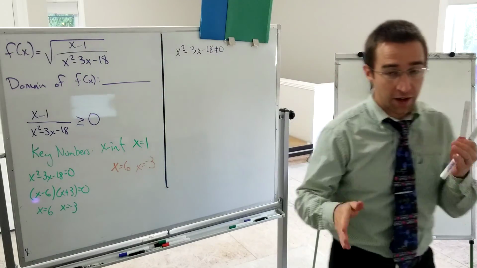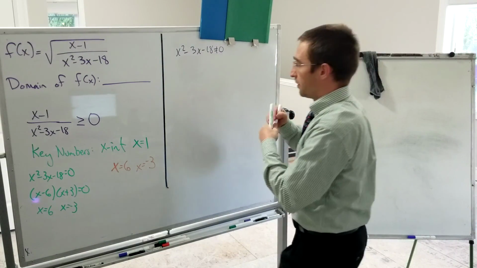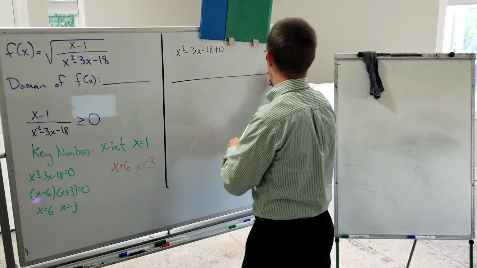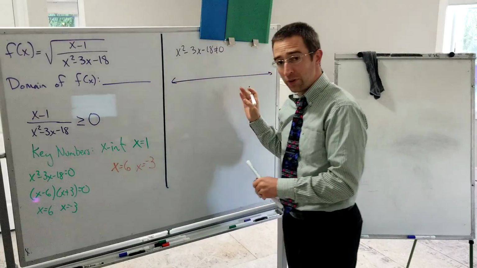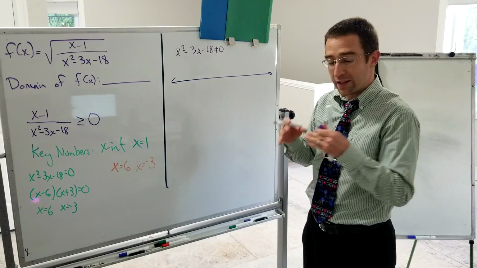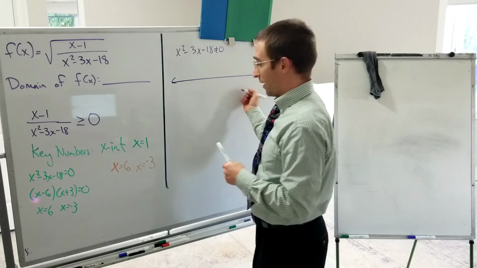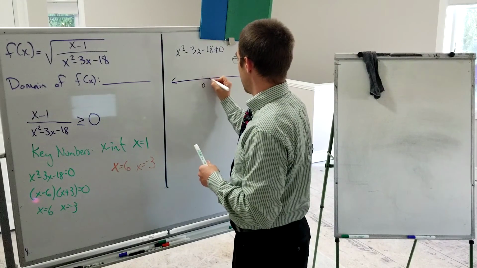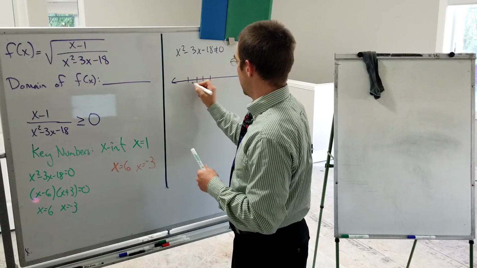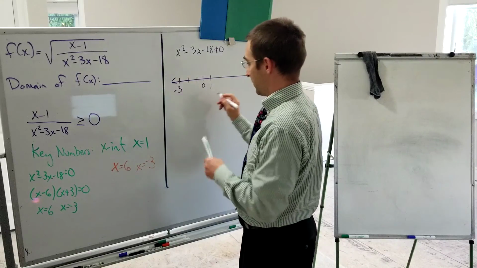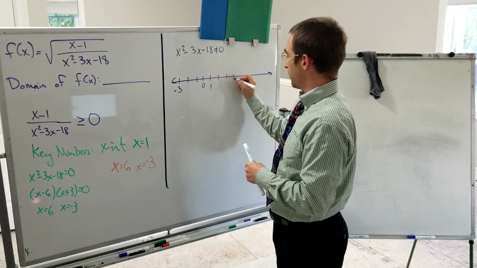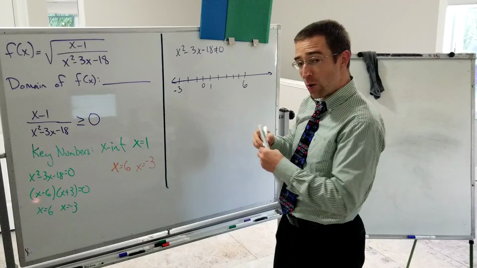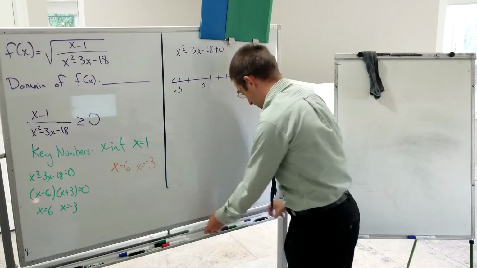So we're going to cut up our number line into segments, into intervals. So we've got 0, 1, negative 3, 2, 3, 4, 5, 6. And now we have 4 intervals.